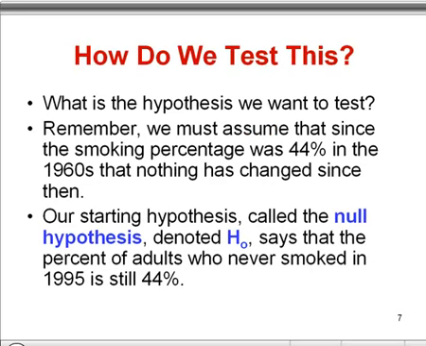In a test of significance, the assumption that nothing is going on is called the null hypothesis and is written H subscript 0. In this study, the null hypothesis says that there is no change in the percent of non-smokers, and that the percent in 1995 is the same as it was in the 1960s, namely 44%.